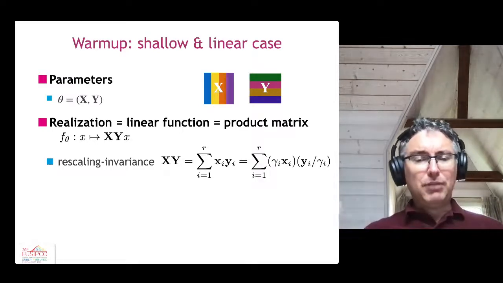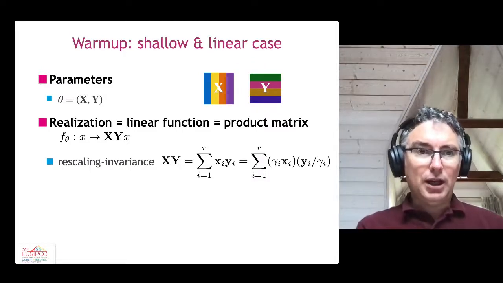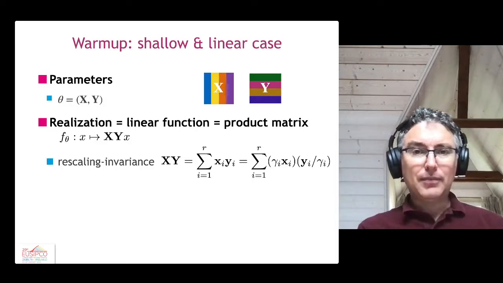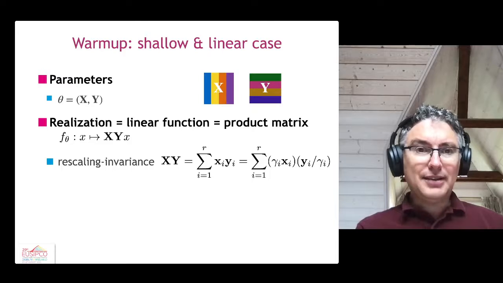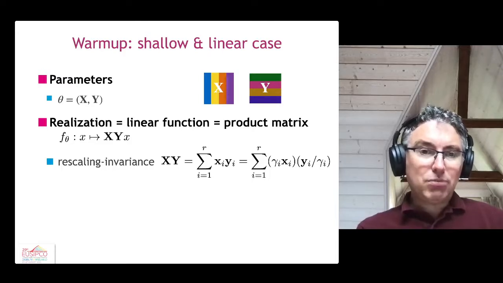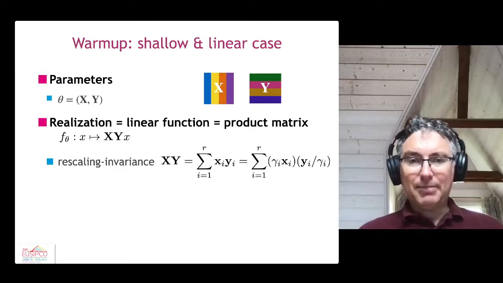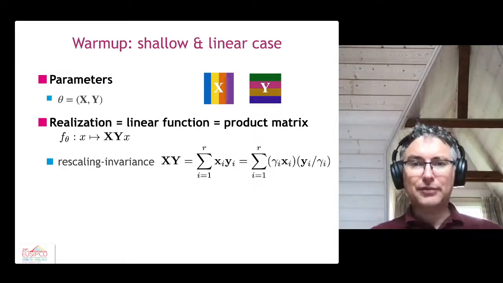So if we get back for a minute to the shallow linear case, the parameter theta is just a pair of matrices, from the first layer and the second layer. So the realization is a linear function, which essentially corresponds to a matrix, the product of the first and second layer. And rescaling equivalence takes the particular shape that the product of two matrices is the sum of the products of columns of the second one by rows of the first one.